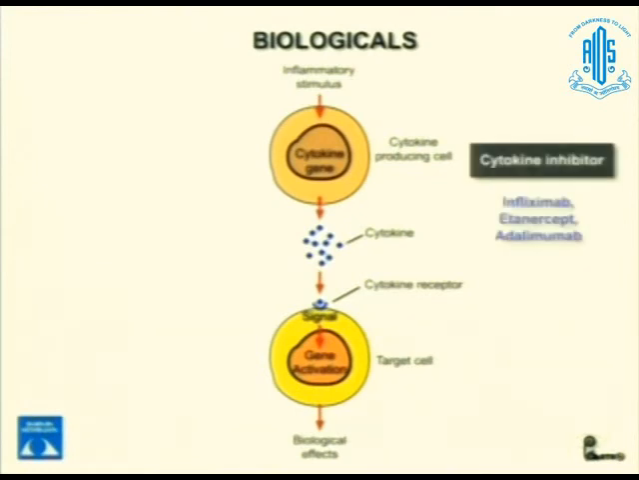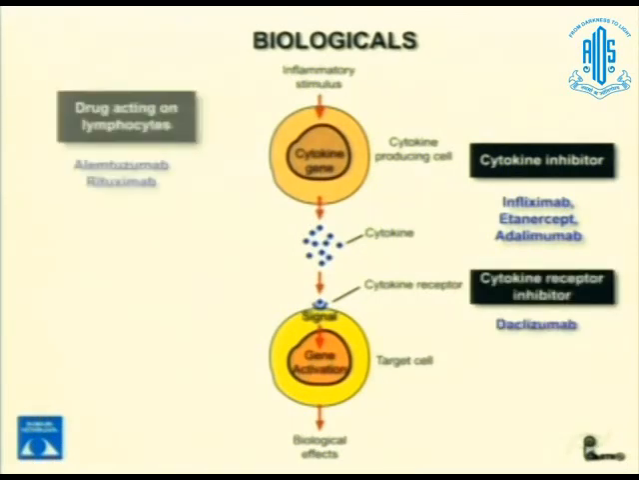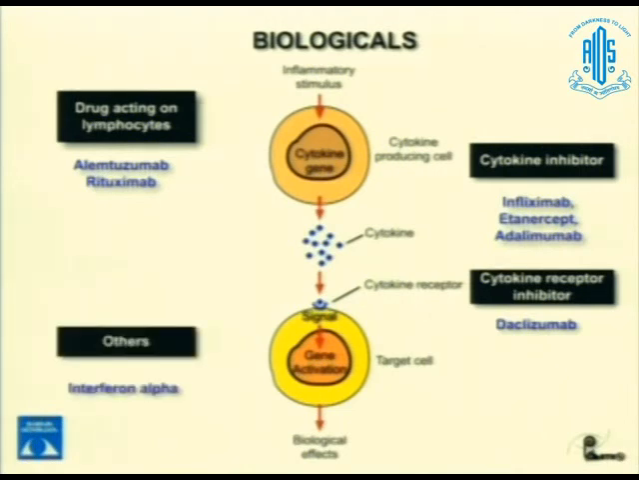Now we'll see what are the different kinds of biologicals we have. We have the cytokine inhibitors, which specifically inhibit the cytokine, like infliximab, etanercept, adalimumab. Then we have cytokine receptor inhibitors like daclizumab. We have drugs acting on the lymphocyte like alemtuzumab or rituximab. Rituximab is known to specifically inhibit the B cell lymphocyte. We have also recombinantly produced interferon alpha.